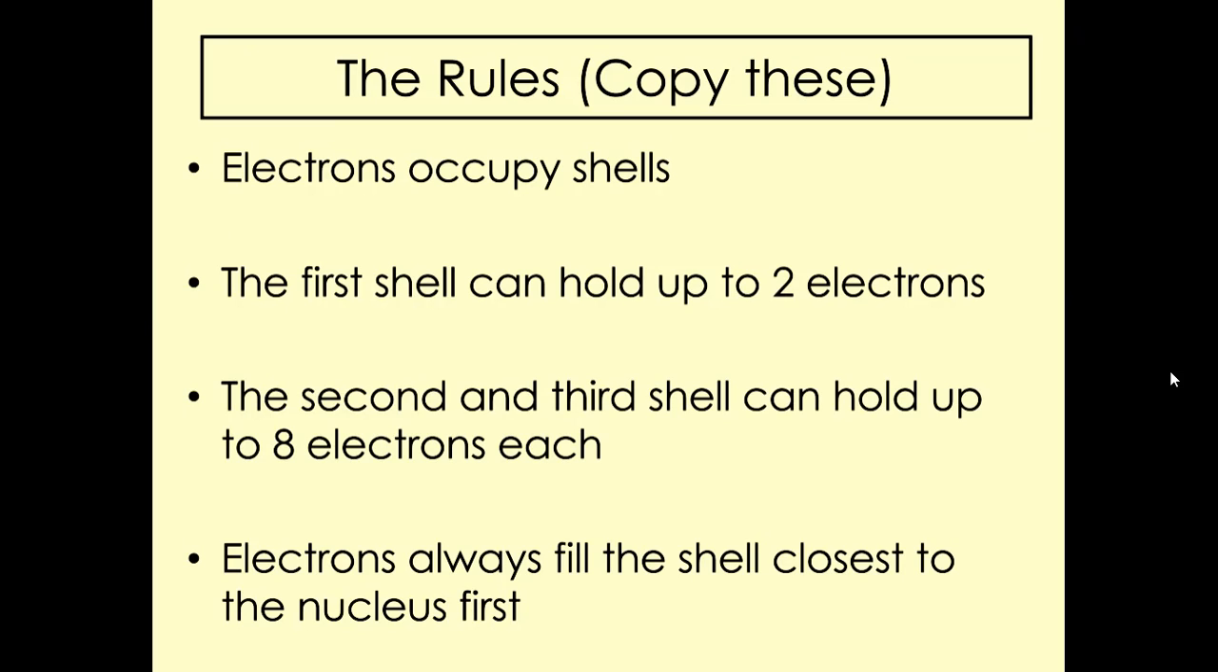And importantly, the electrons always fill the shell closest to the nucleus first. So they'll fill the first shell first, then they'll go to the second, and they'll go to the third. Now, this is a bit of a simplification. When you get to A level, you realise the second and third shells don't actually hold 8 electrons, but we'll worry about that when we get to A level.